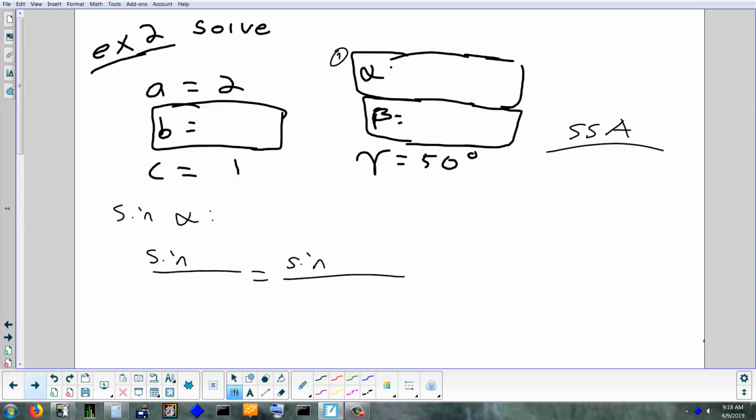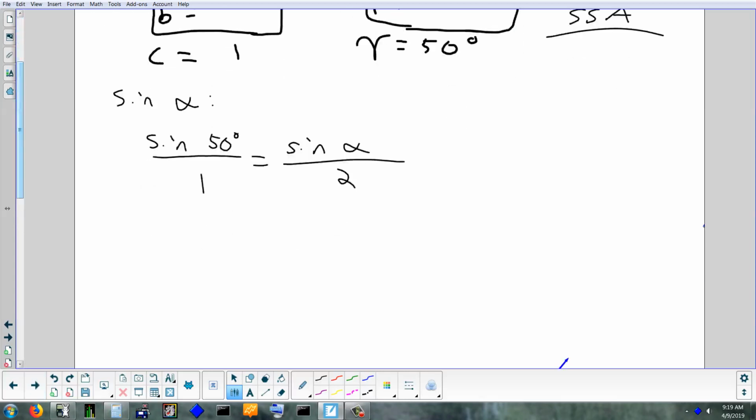So William, how am I going to set that up to find alpha? Sine 50 over 1. Yep. And then sine over 2. Sine of? I don't know what that symbol's called. The one across from me. Anyone remind him what that symbol is called? Alpha. Sine alpha over 2. Good. Let's cross multiply and see what we get. Really, because you have a 1 in the denominator, you don't even need to cross multiply. Really, you can just multiply each side by 2.